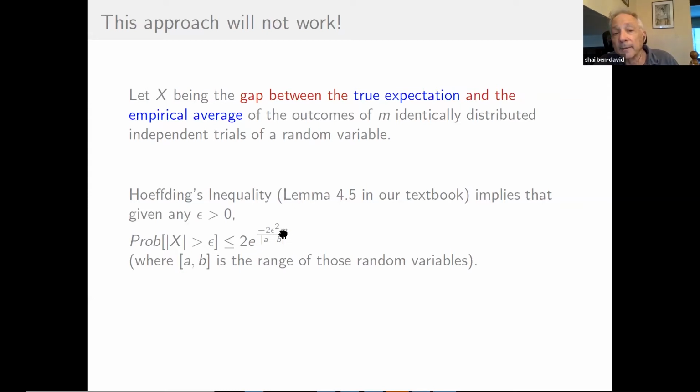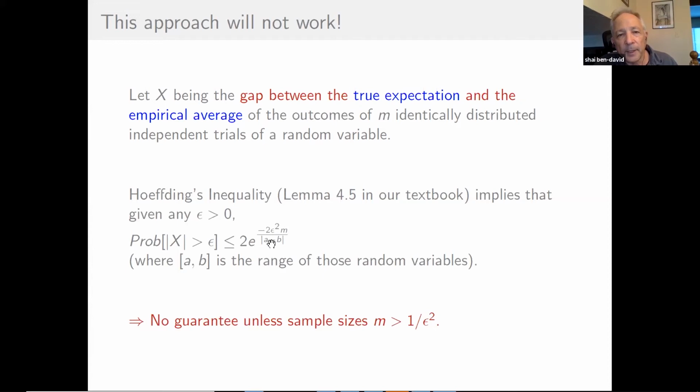so it goes down exponentially fast with m. And A and B are the range of your variable, but here our variable is just the probability of getting sick, so it's between 0 and 1, so we don't have to worry about A and B.